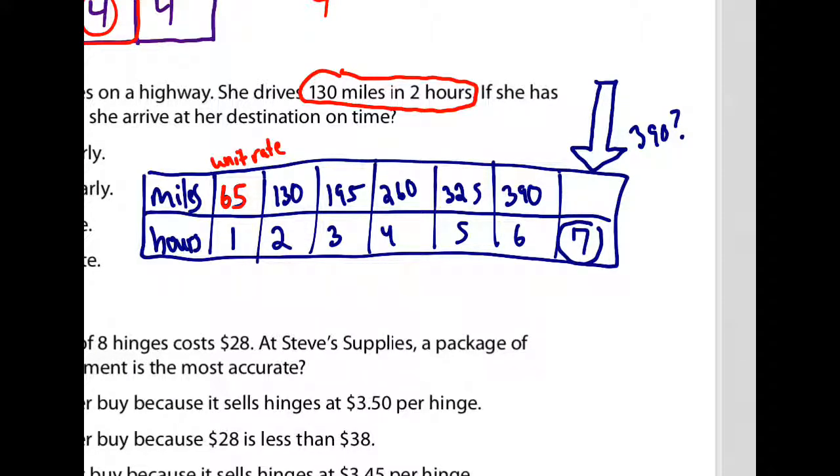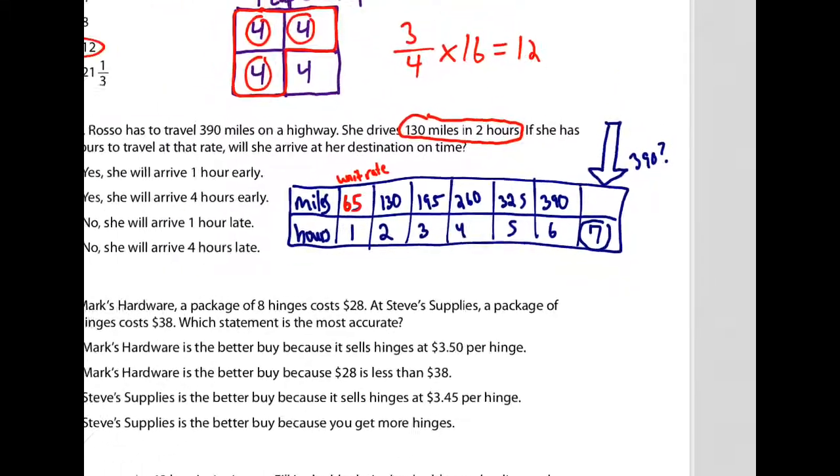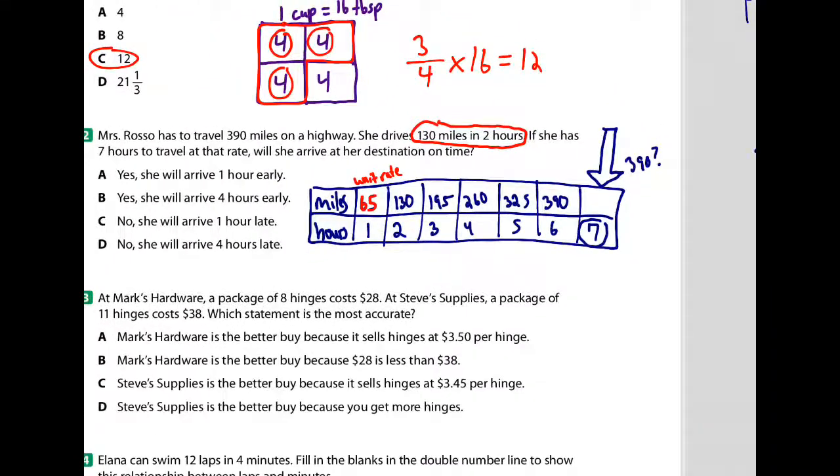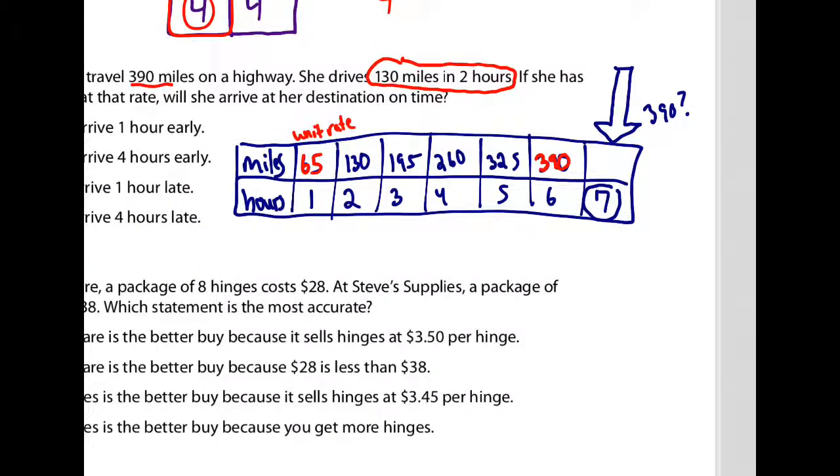And now, think about that for a second. Remember it says she has 7 hours of travel. Will she make it to her destination on time? Well, she has 390 miles to go. Well, she hit 390 miles, right? It didn't even take her 7 hours. It only took her 6 hours.